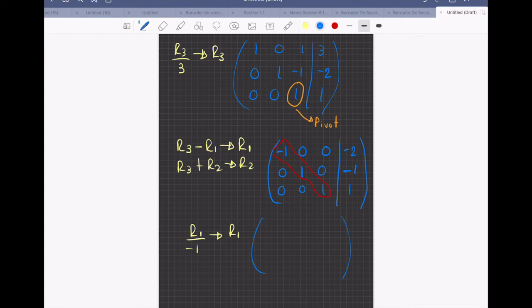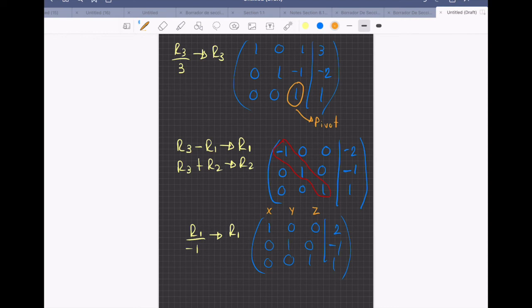And then I'm going to have 1, 0, 0, -1 by -1 is 1, 0, 0 by -1 is 0, -2 by -1 is 2. And the other rows are there: 1, 0, -1, 0, 0, 1, and 1. After this, we are basically done. Remember that each column corresponds to the coefficients of one variable. So this is for x, this for y, and this for z.